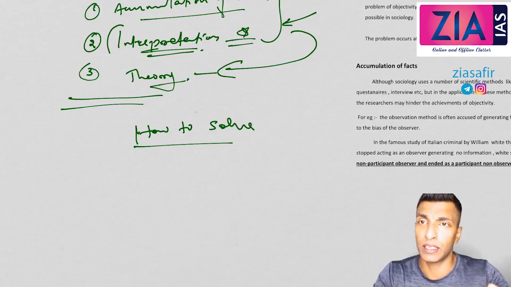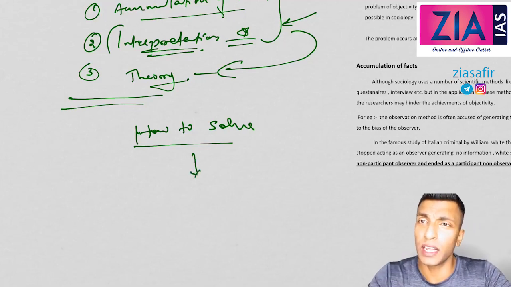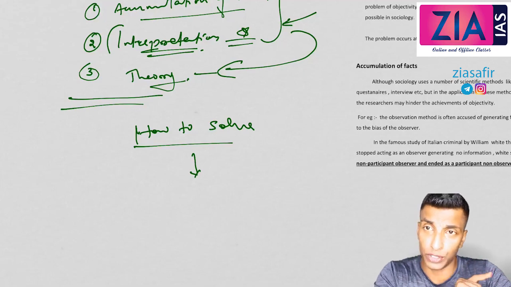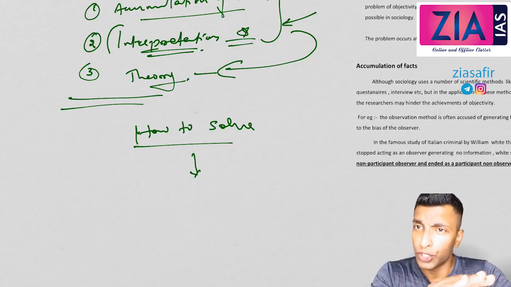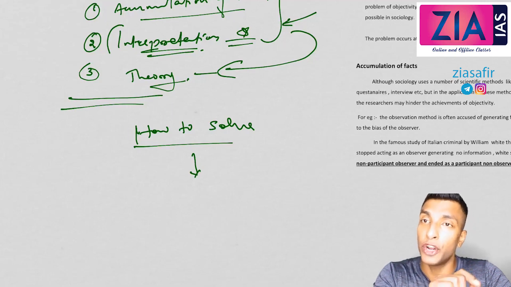Like this we can make some solutions. Okay, now the conclusion is, see, sociology is dealing with human beings. Their behavior cannot be predicted, like in case of natural science, which deals with matter. So do you think absolute objectivity is desirable in sociology? No. So in sociology, absolute objectivity is neither possible nor desirable.